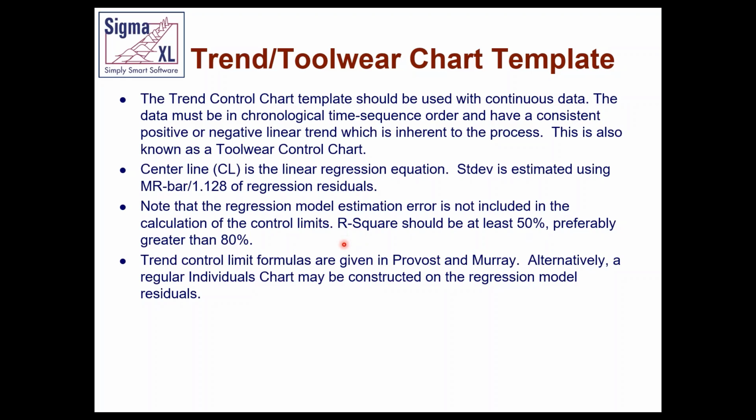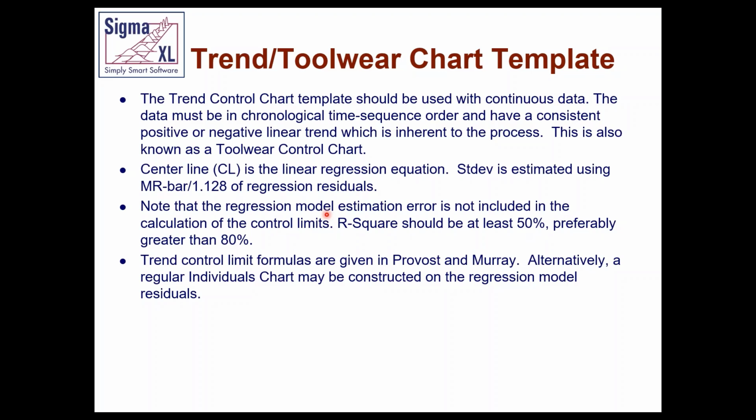It's important to note that you need to have a good linear regression model. R-square should be at least 50%, preferably greater than 80%. And the point is that the model estimation error is not included in the control limit calculations. We're just basically using the residuals of the linear regression model. So the assumption is that you have a good linear regression model. It's really not appropriate for a situation where you have a weak one.